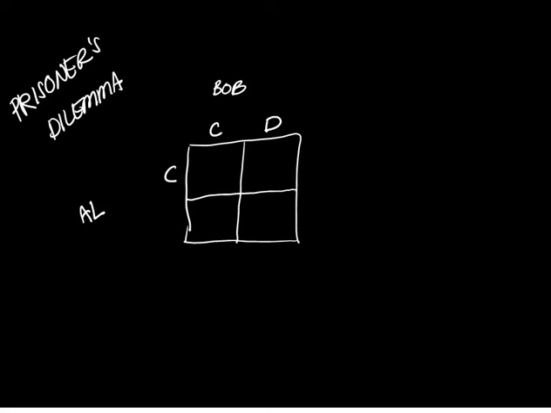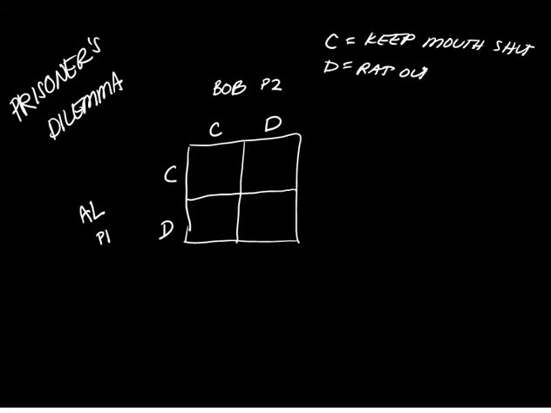So we're going to say there's 2 possible choices. You can either cooperate or defect, and there's 2 players. Al is player 1, Bob is player 2. You can either cooperate or defect. So cooperate is keep mouth shut. And defect is rat out partner.